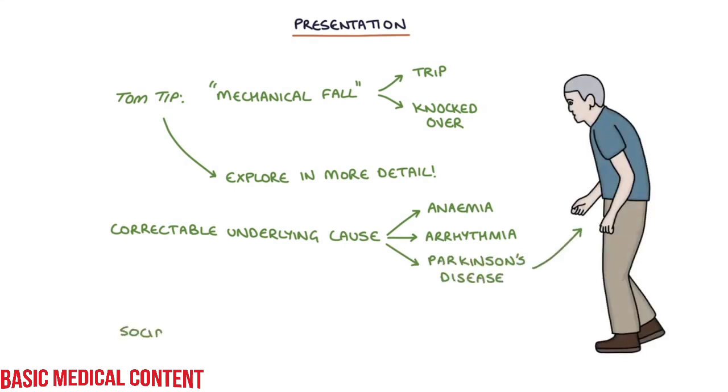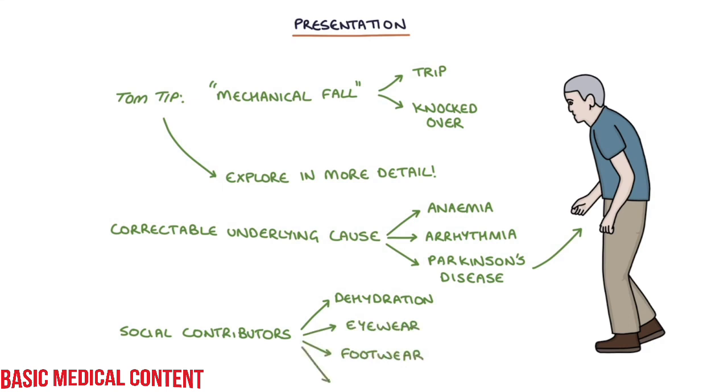There may also be social contributors to the fall, such as dehydration, incorrect eyewear, poor footwear, or obstacles in the home. If you identify an underlying reversible cause, you could make a big difference to that patient and also impress your orthogeriatric colleagues.